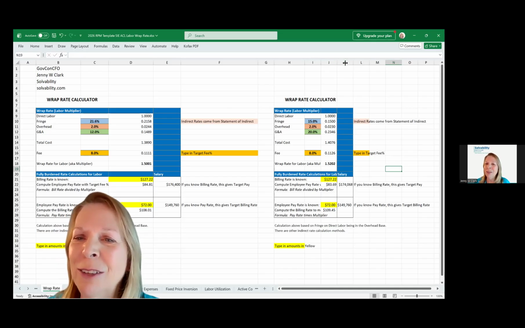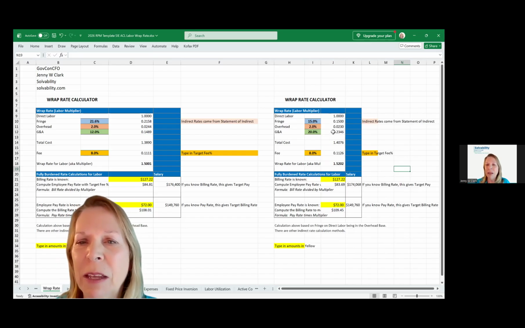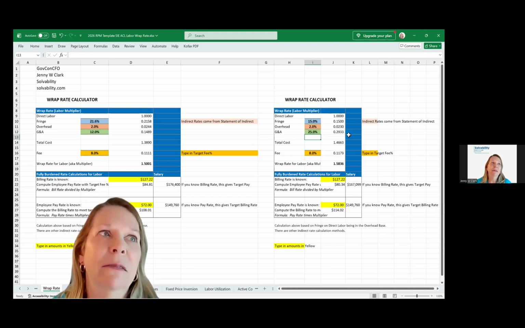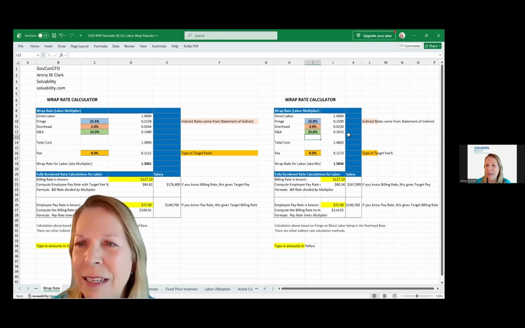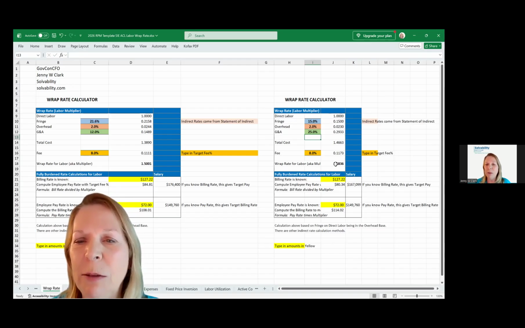And this is a little bit of a kind of a guessing game. So anyway, what I did is I said, okay, I think it's only going to be 15% overhead, 2%, and I think it's going to be 25% G&A because I got to cover accounting system, HR, all of these things that I have to buy to get set up. So now my wrap rate becomes 15.36.